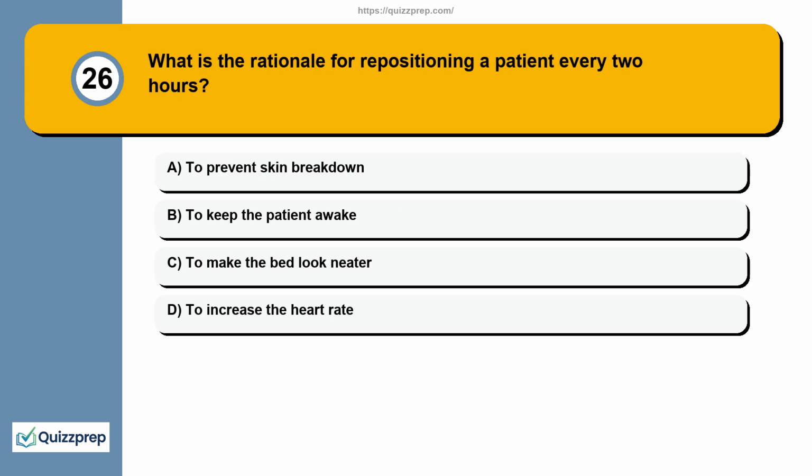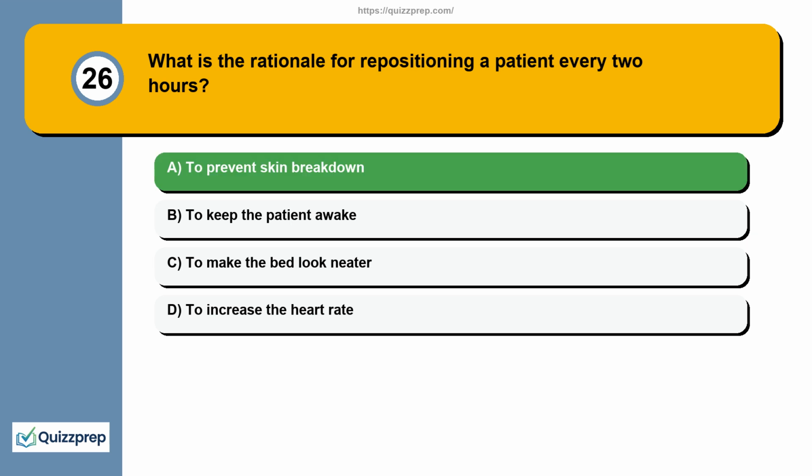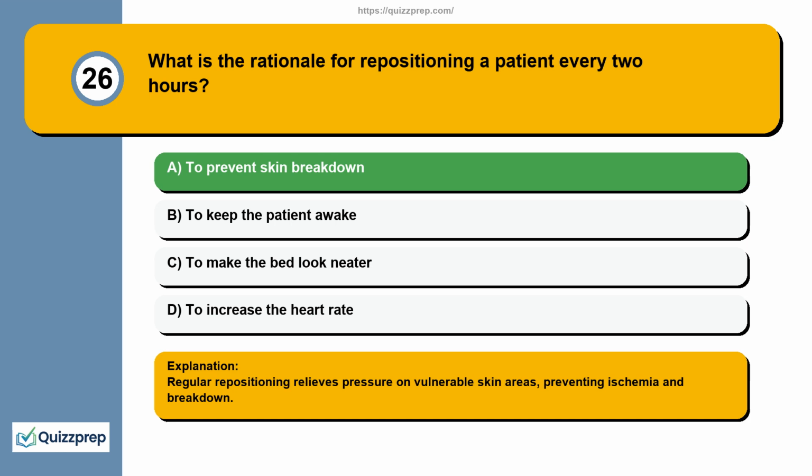Question 26. What is the rationale for repositioning a patient every 2 hours? To prevent skin breakdown. To keep the patient awake. To make the bed look neater. To increase the heart rate. Regular repositioning relieves pressure on vulnerable skin areas, preventing ischemia and breakdown.